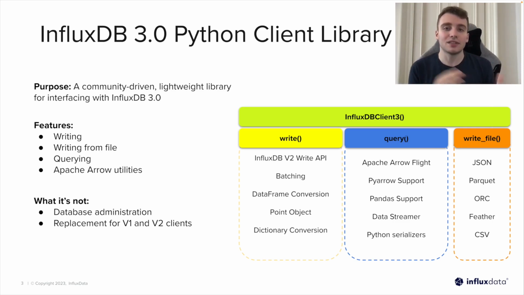And lastly, just as an additional feature that we added, was write_file. This allows you to pass different file formats and then write them to InfluxDB, which also leverages the PyArrow library to do this. So you can pass JSON, Parquet, ORC, Feather, and CSV.